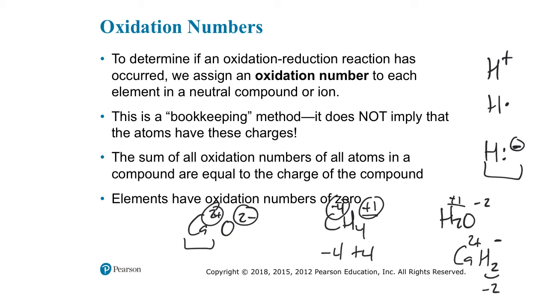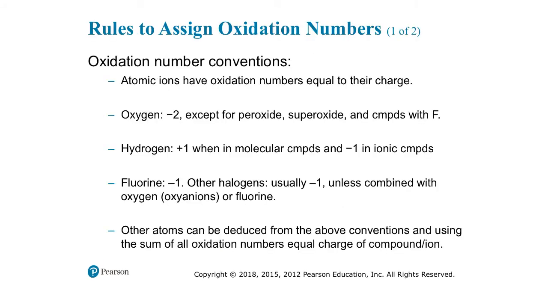And so CaH2, those are the oxidation numbers of the atoms in that particular compound. So there's some basic rules here. These are going to be best exemplified through just looking at some examples. But atomic ions, they always just have whatever their charge actually is that we know already. Oxygen's charge is usually -2, except for peroxides and superoxides and compounds with fluorine. Fluorine always has an oxidation number of -1.